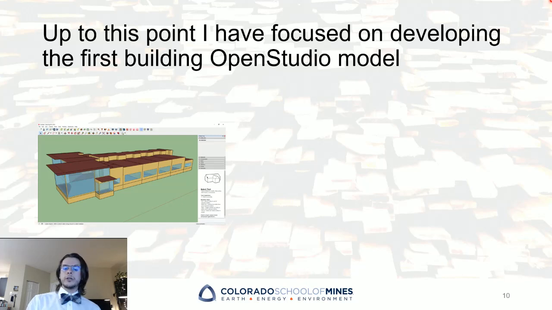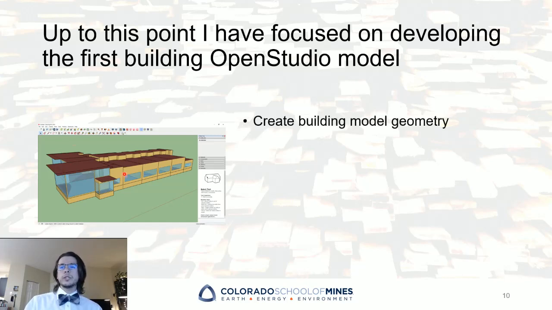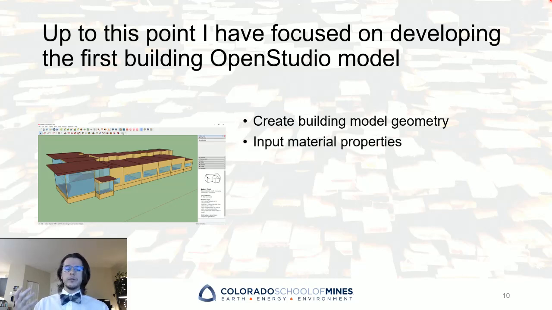When you make a building energy model, you have to start with the building geometry. And so that's what you see here on the left, the rendering of the building in SketchUp. And by geometry, this is just where all of your walls and your windows are in the building. You need to input the specific properties that have gone into the walls and the windows and the floors.